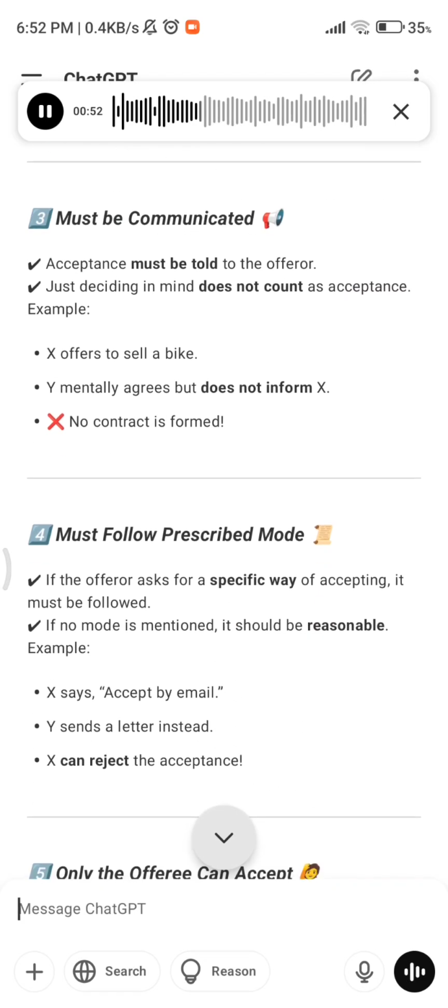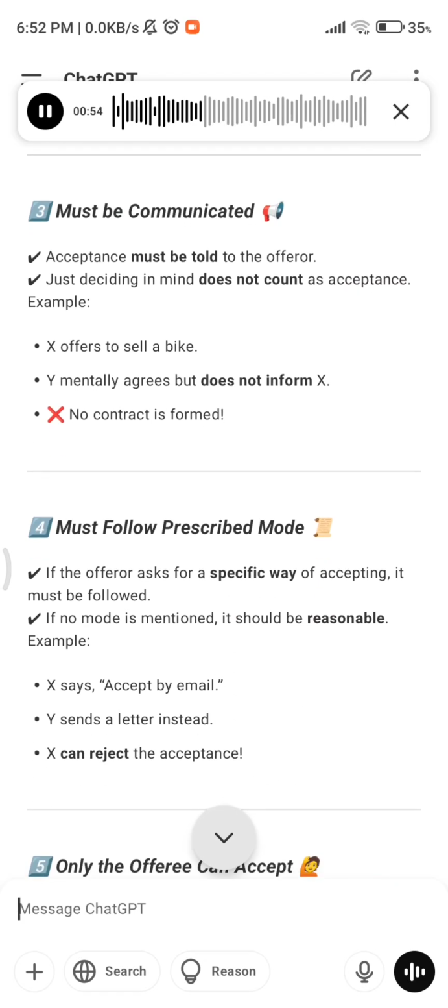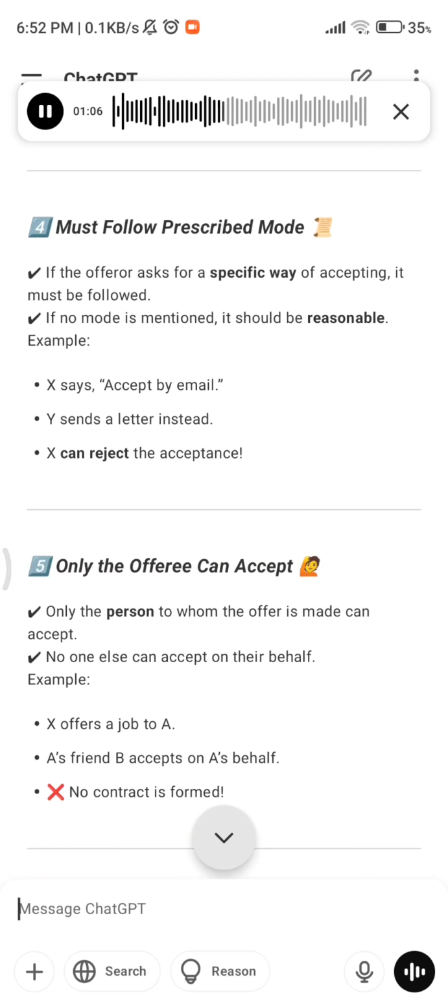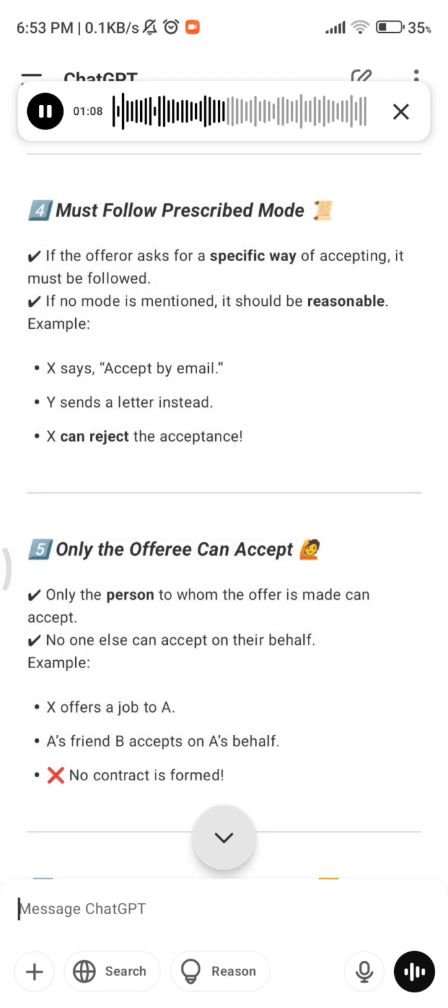3. Must be communicated. Acceptance must be told to the offeror. Just deciding in mind does not count as acceptance. Example, X offers to sell a bike. Y mentally agrees but does not inform X. No contract is formed. 4. Must follow the prescribed mode. If the offeror asks for a specific way of accepting, it must be followed.